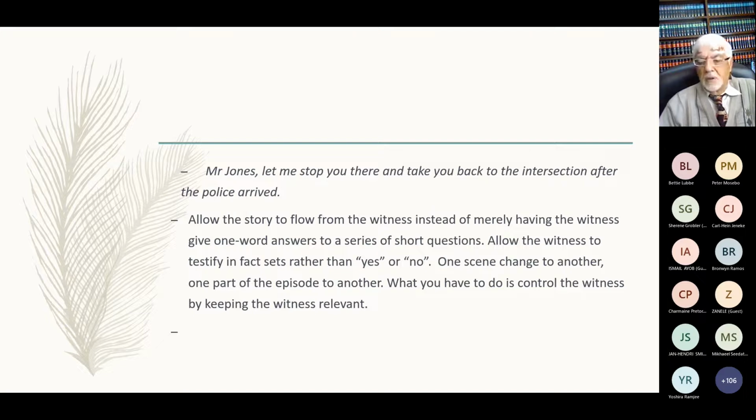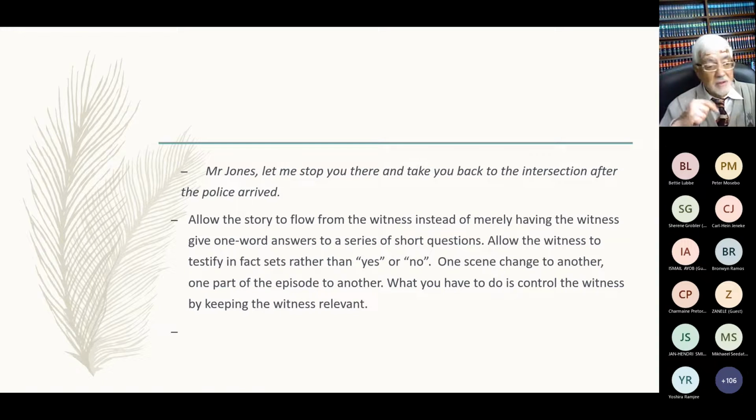So for example, Mr. Jones, your witness, left out something important. So you'll say, Mr. Jones, let me stop you there for a moment and take you back to the intersection after the police arrived. Okay, you see what you did there: he left something important out at the intersection after the police arrived. So he's given the evidence about the incident. It took place in the intersection and the police arrived, but he left out something.